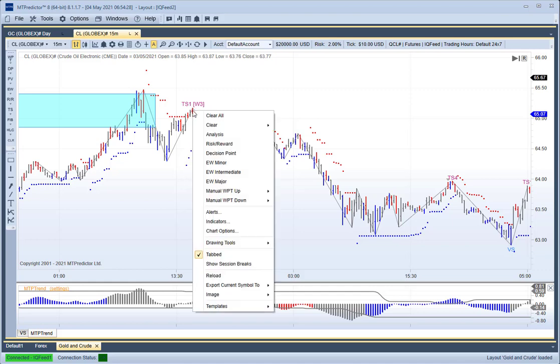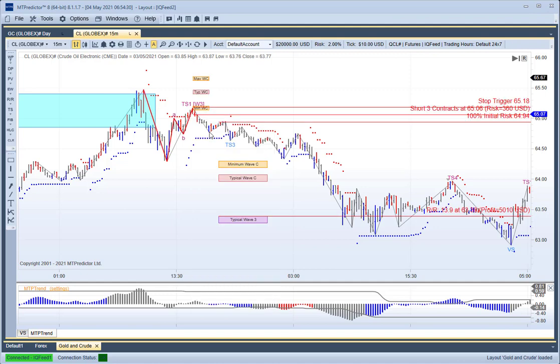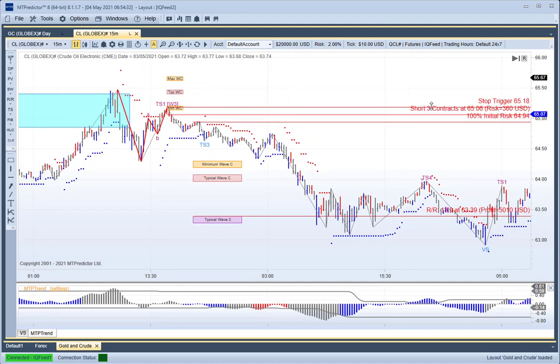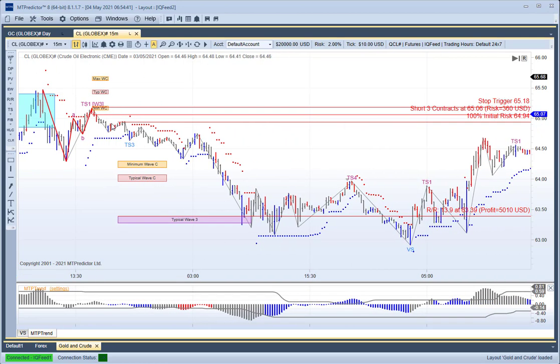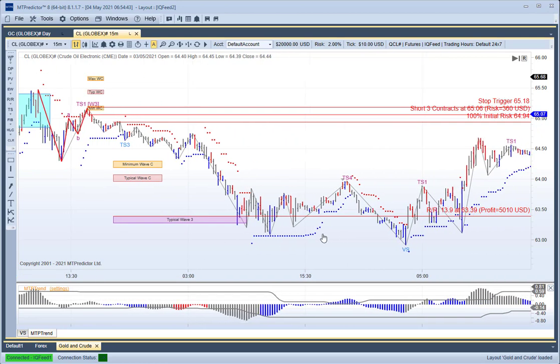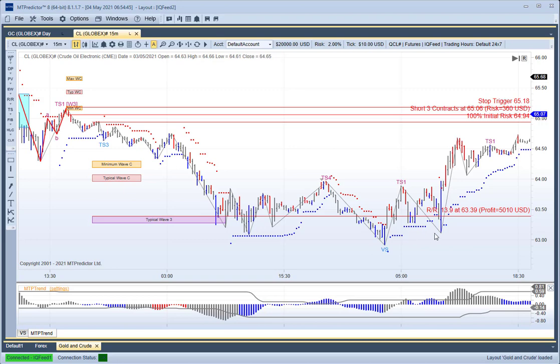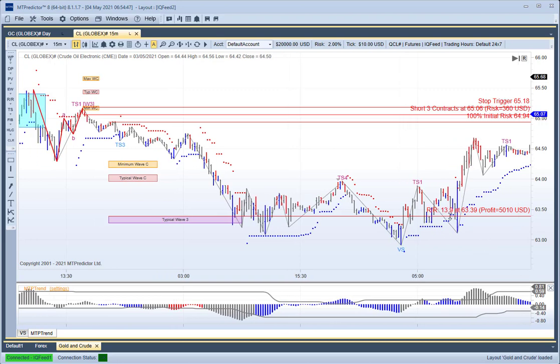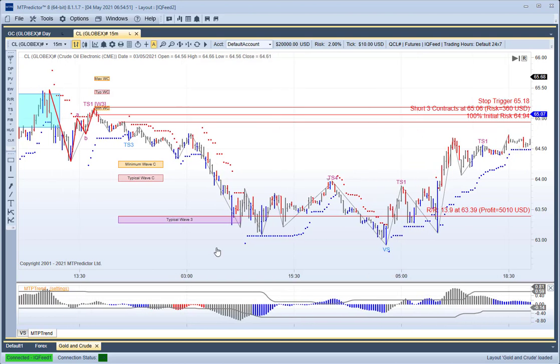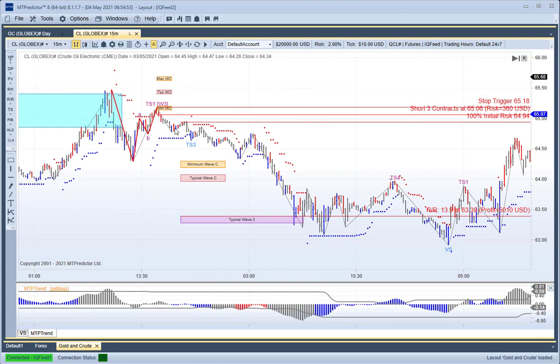If I right mouse click over the red sell bar here, do analysis, this gets you in with correct position sizing and then projects a target at the typical wave 3 WPT. The result of this was the market went down and actually hit that target, where a profit of just over 13.5, or almost 14 times the initial risk, was available. So you can see that's a good trade setup.